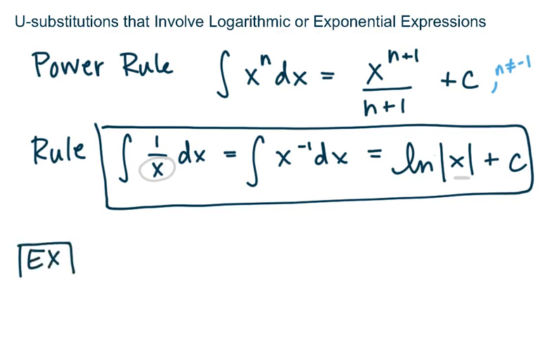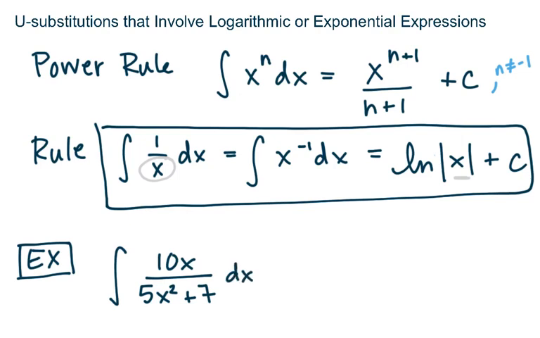So let's do an example where we might use this rule. We often see this rule used when we're integrating something that is a rational expression. So in this case, we have the integral of 10x over 5x squared plus 7 dx.